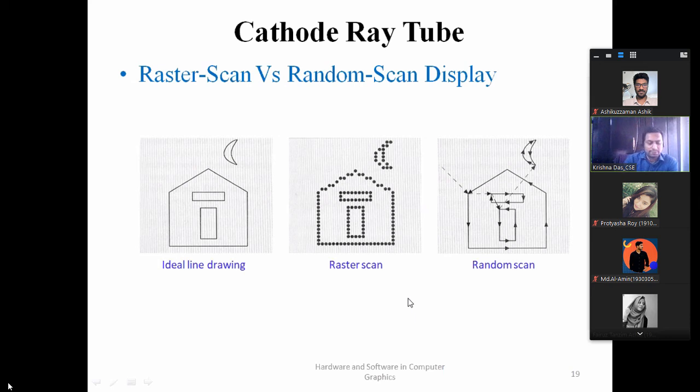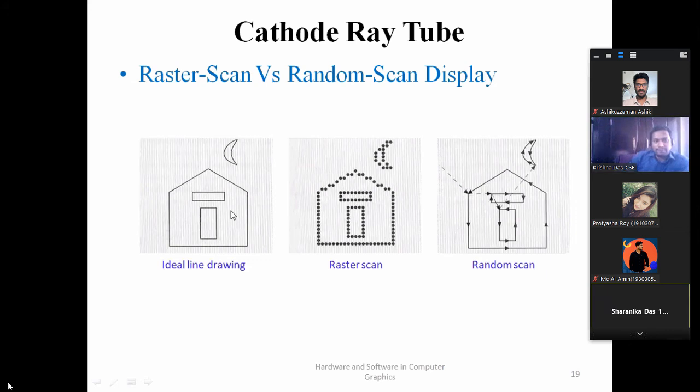What is the reason? Do you have any specific reason why we use raster scan? We don't use the random scan display mostly.